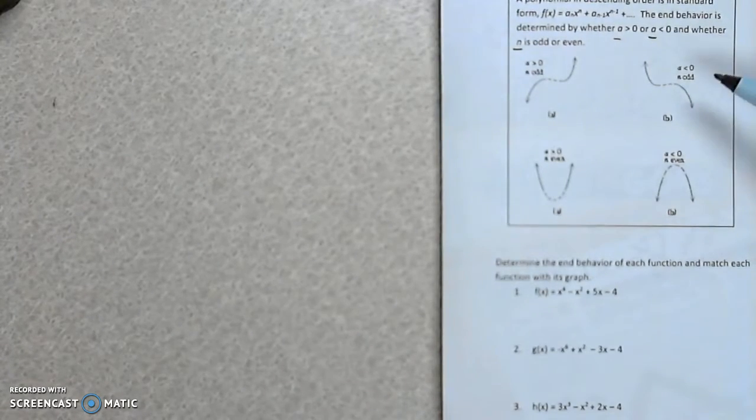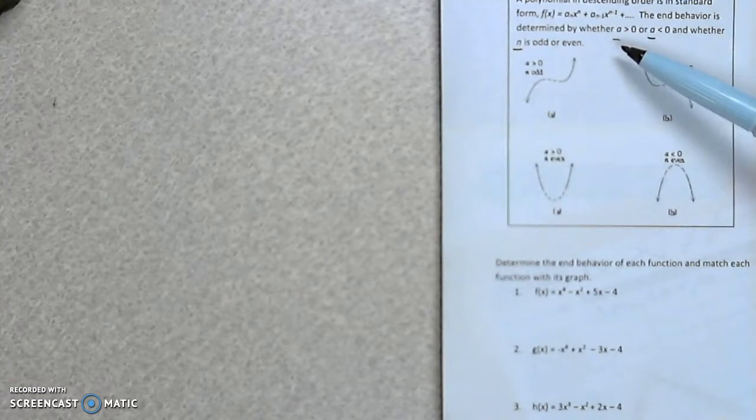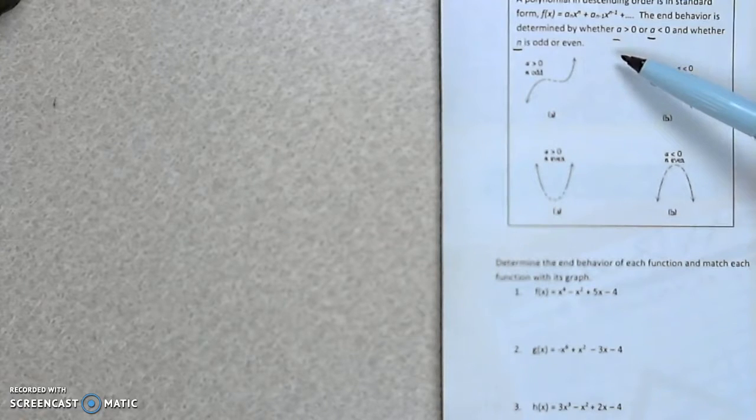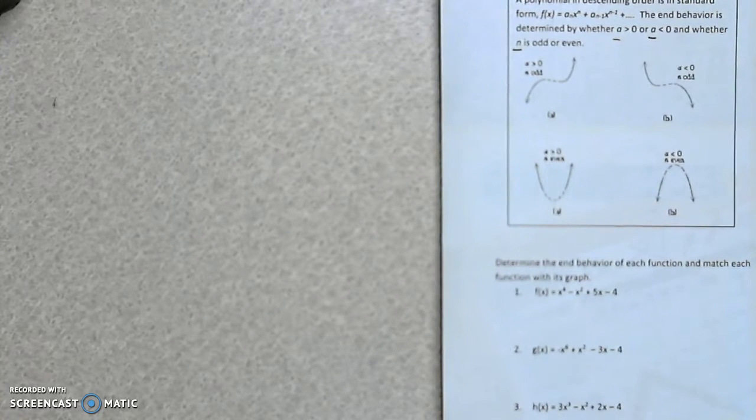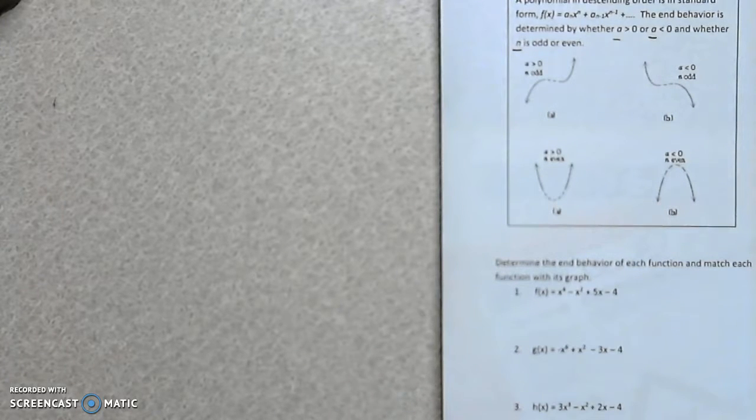Alright, so what we're looking for is whether the leading coefficient, that's that number in front of the variable of the very first term, is positive or negative. And then we're going to look at the exponent of that same term, the exponent of the variable, and we're looking to see if it is an even or an odd number. Alright, based upon that we can tell the end behavior of the graph.